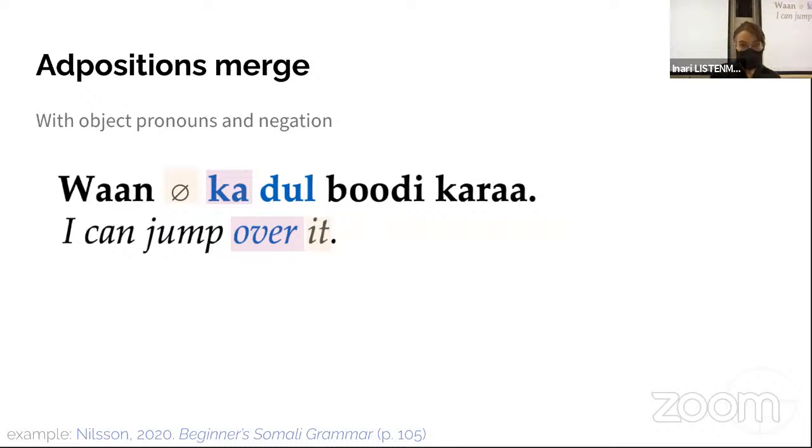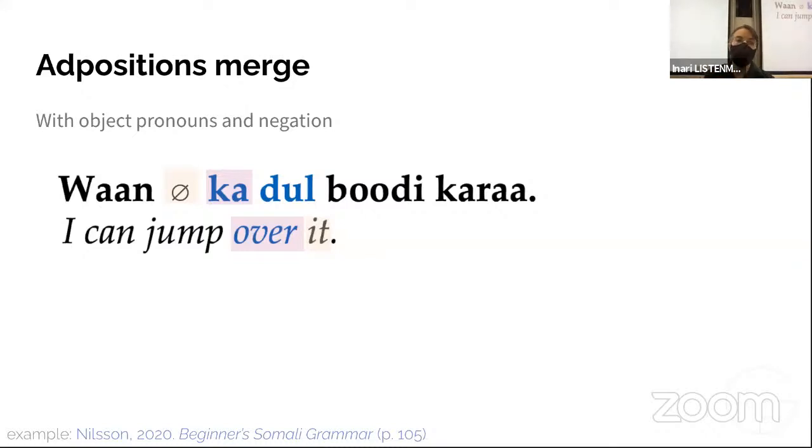And also, I've added this zero segment because for the third person pronoun, there is no third person object pronoun. So it's just implied. This is literally "I over jump can." So it's implied that I can jump over something; it must mean I can jump over it, him, her, whatever is in the context. But this doesn't actually correspond to some word in the translation.